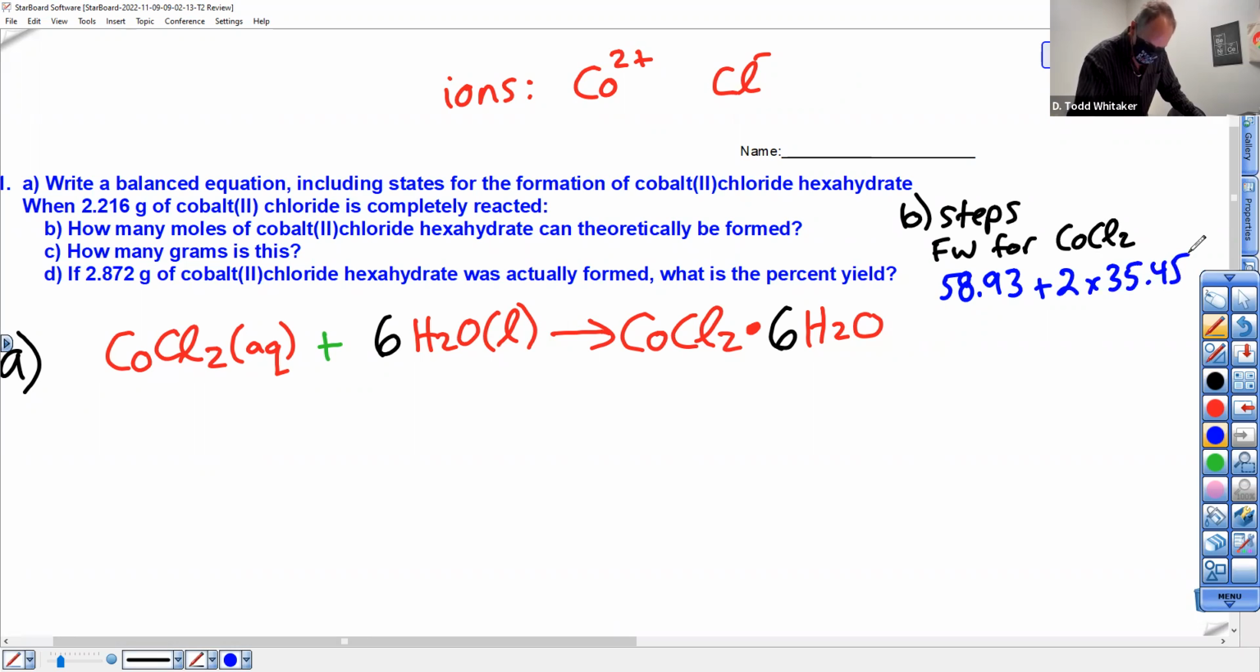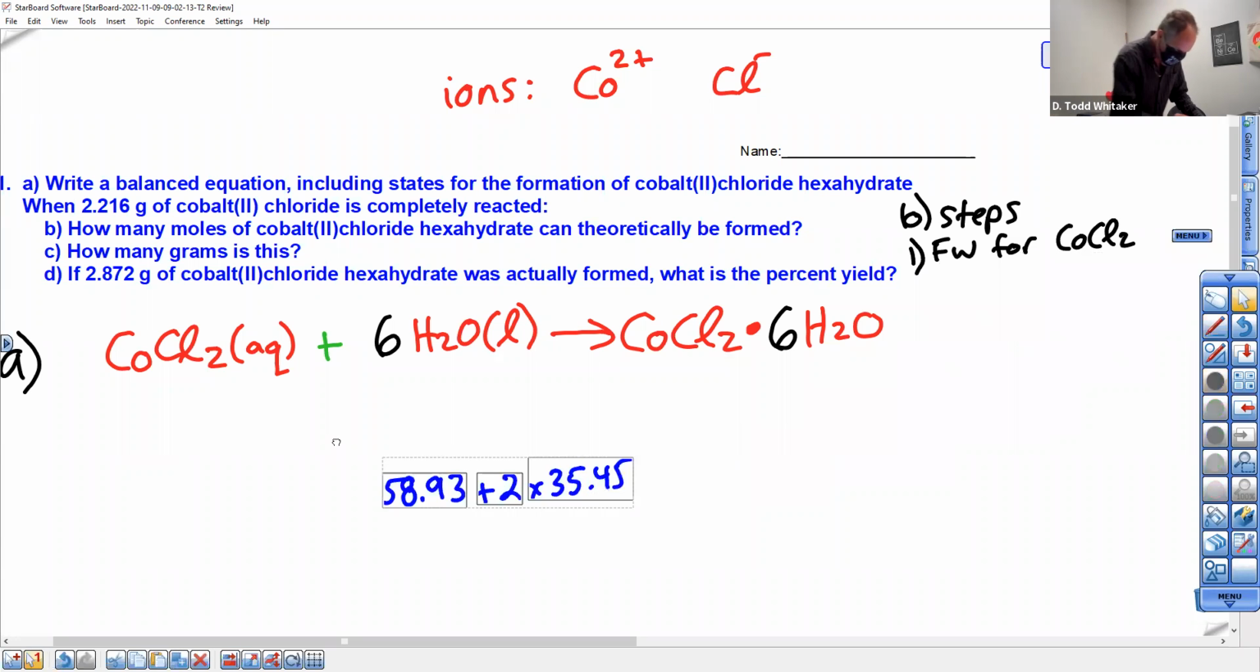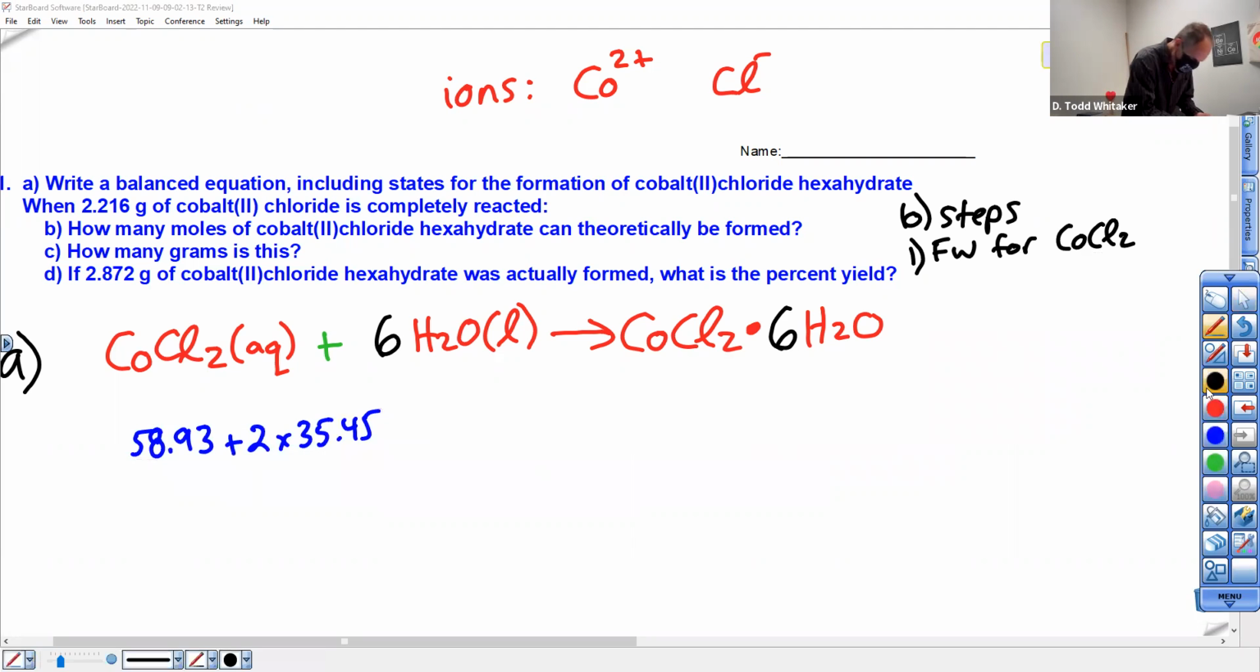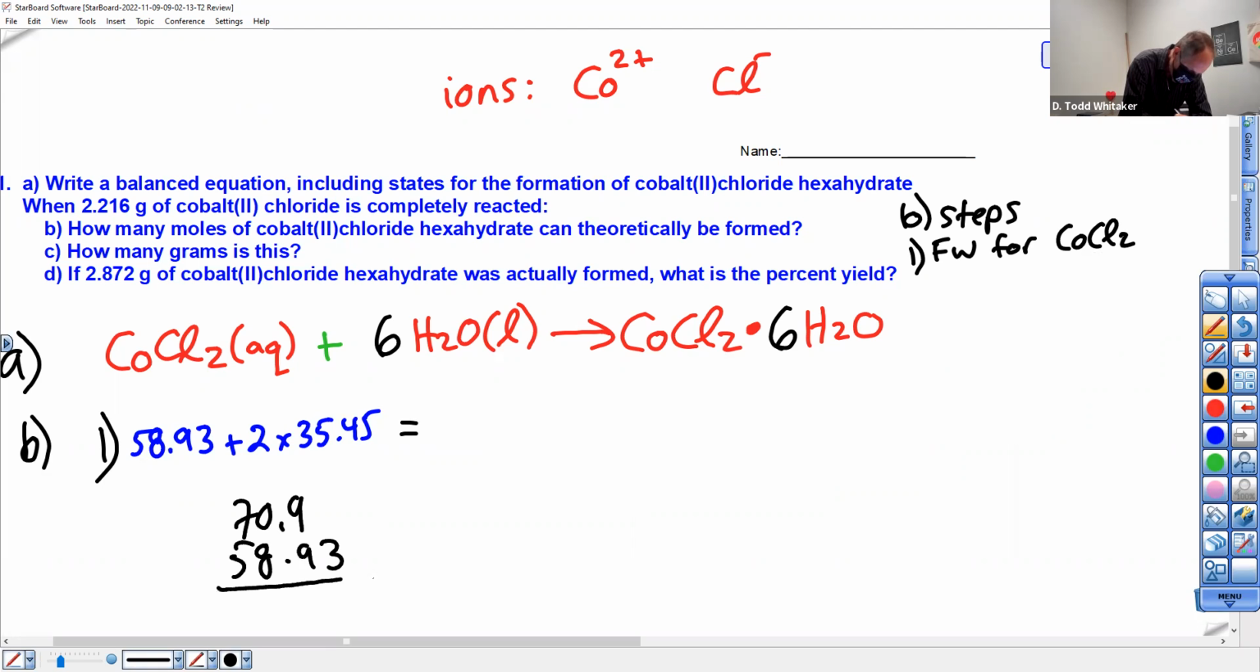Oh, this is a step. So B, steps, formula weight for CoCl2, and I'm doing that over here. This is B, step 1. And do you have an answer for me? 70.9 plus 58.93. It would be easier if somebody would just give me the answer, but I'm going to go with it. 129.83. And what are the units for this number?